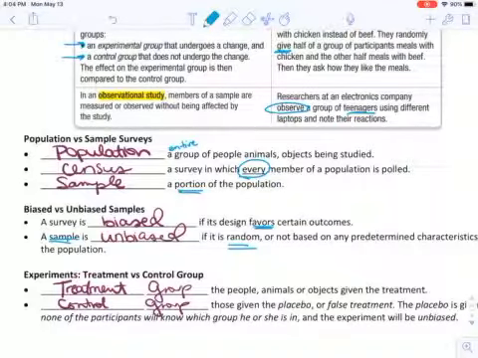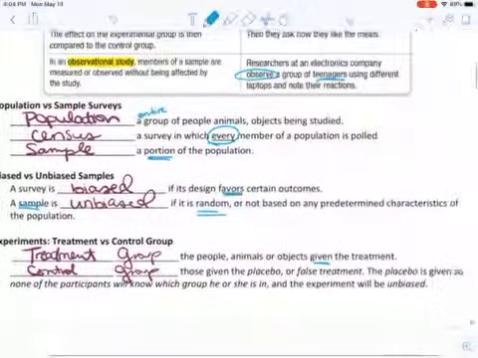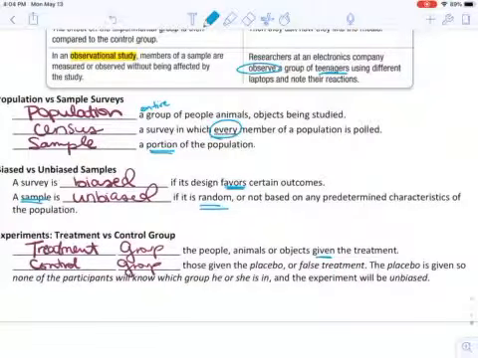And on our control groups and treatment groups, the treatment group actually gets the treatment. So in this case, they got the chicken. The control group is what we call the placebo. They give a false treatment. They might think they're in a study, but they're not actually receiving the treatment. So if the placebo is given, none of the participants really know which group they're in, to make sure it's an unbiased experiment.